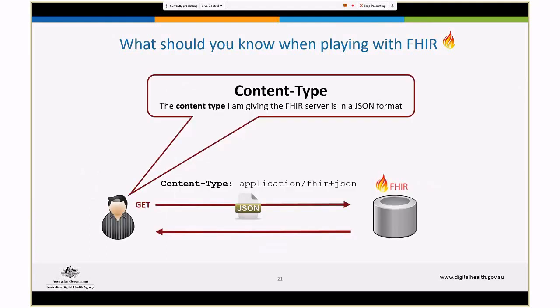We have to send these headers to the server to say, well, I want to talk about XML. So content type is what you're telling the server I'm giving it. The content type I'm giving the FHIR server is in a JSON format. So if I'm sending JSON to the server, I need to tell the server using the content type header that this is application/fhir+json. That's what I'm giving you. If you said this is JSON but you gave it XML, it would error. It'd go, you said you were giving me JSON, but I don't know what this stuff is.